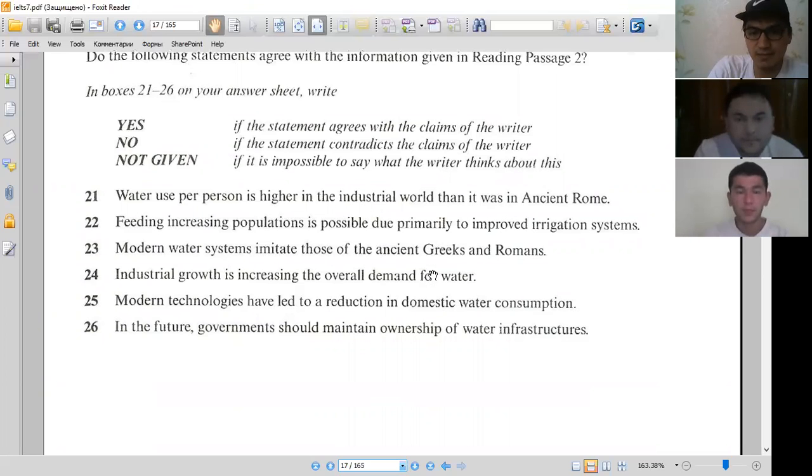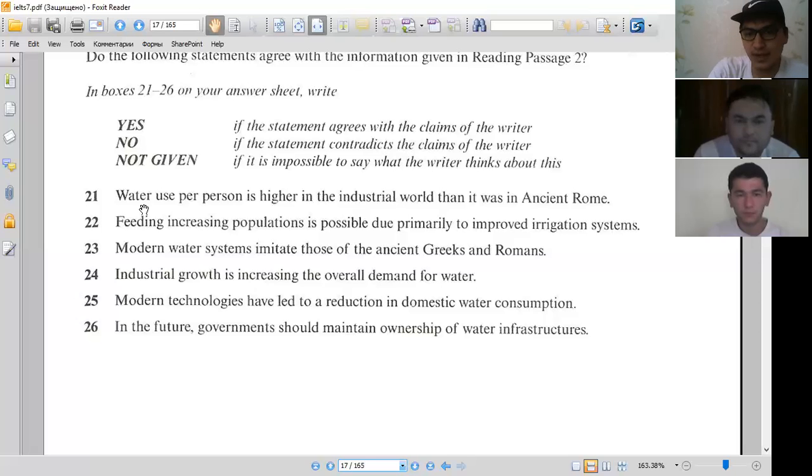So, step 1. Here we have some rules. Rule number 1: read all the questions first and try to find or underline the keywords, the signal words. Now, rule number 2: try to match the keyword in the question with the words in the passage. We have to find out. Clear? But there is a little advice for you.